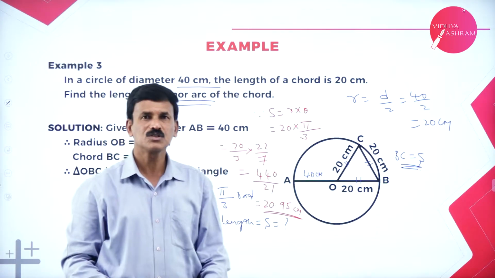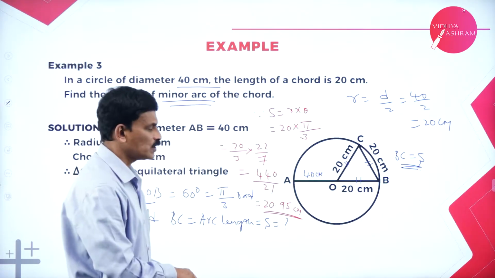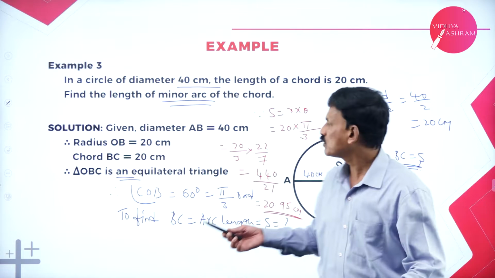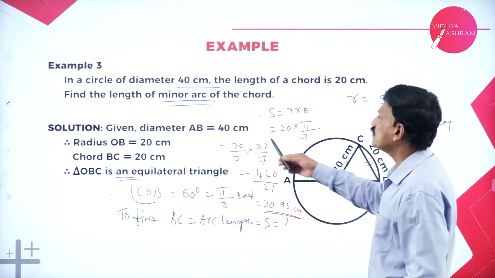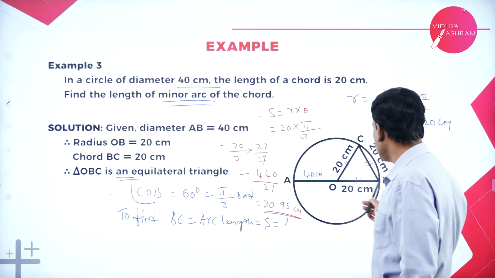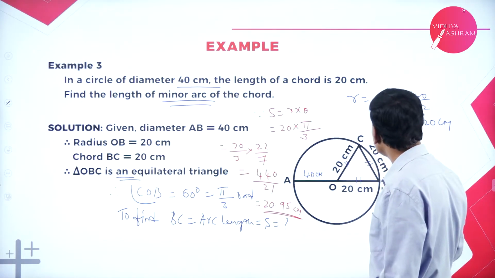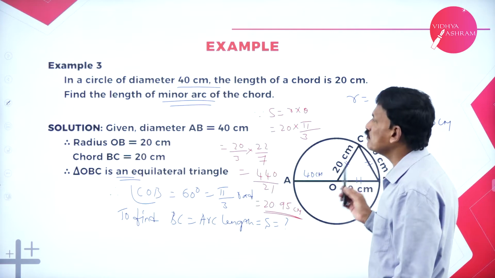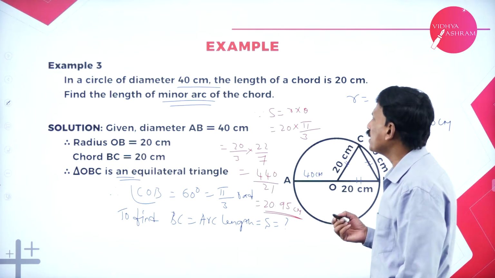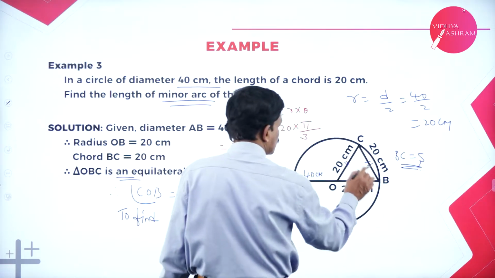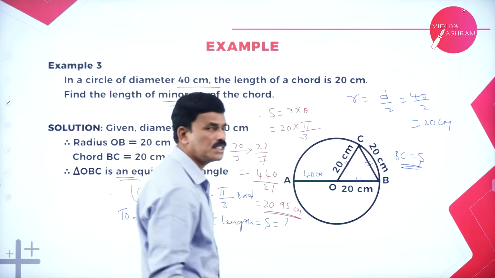That's it. Okay, listen to me. Now, let me explain once again. Here, what is given? In a circle, AB is the diameter, 40 centimeters. The length of the chord BC is equal to 20 centimeters. Find the angle of the minor arc of the chord. This is to be determined. The minor arc BC is to be determined.